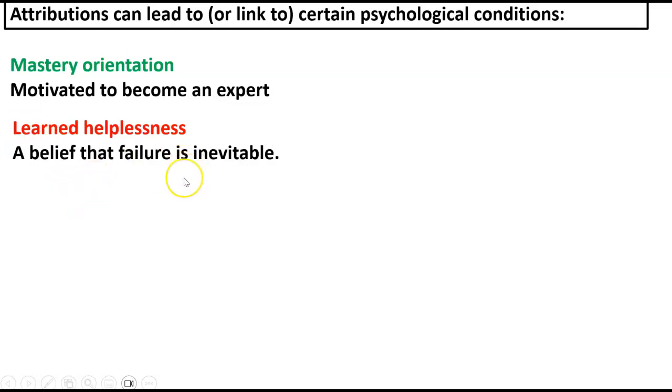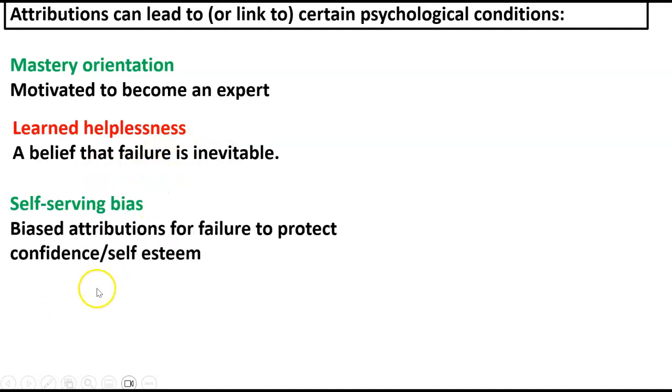The final psychological condition that can be linked directly to different types of attributions is self-serving bias. Self-serving bias refers to a biased attribution for failure that's usually done to protect confidence or self-esteem. And you see this all the time with managers in Premier League football, or whatever football, when they come on the screen. If they lost, it's always because of the referee. The referee is an external, unstable attribution. Therefore, it protects confidence and self-esteem.